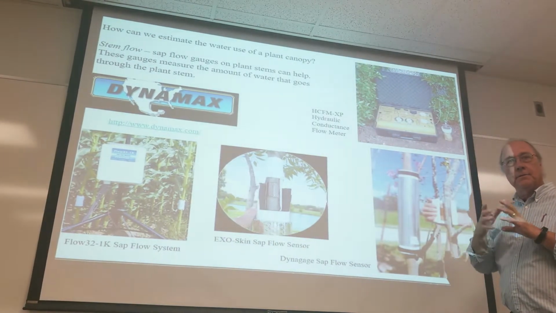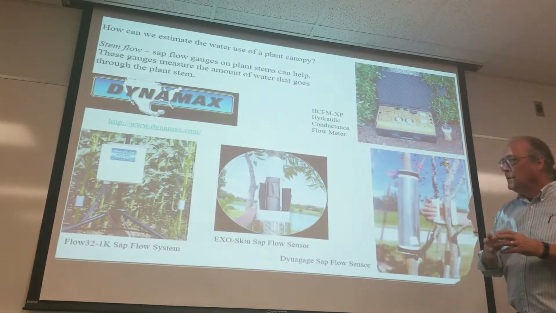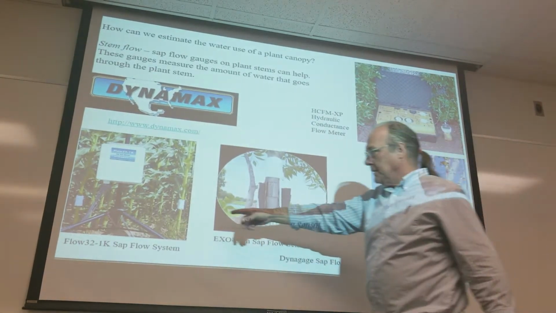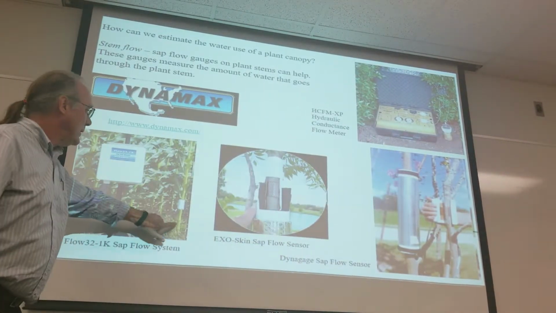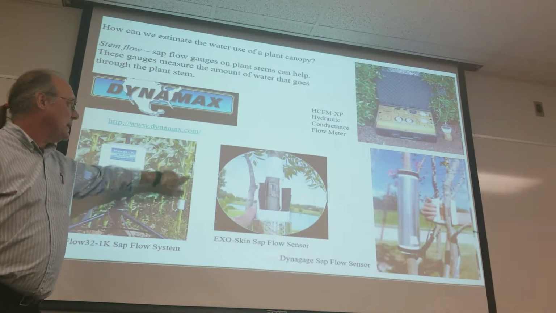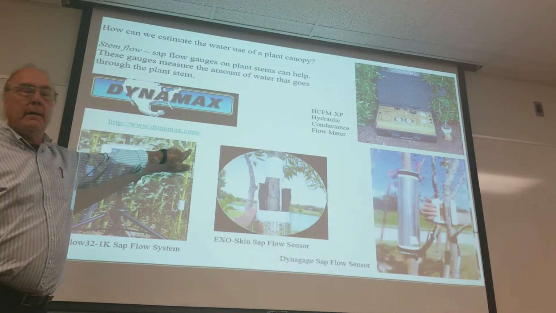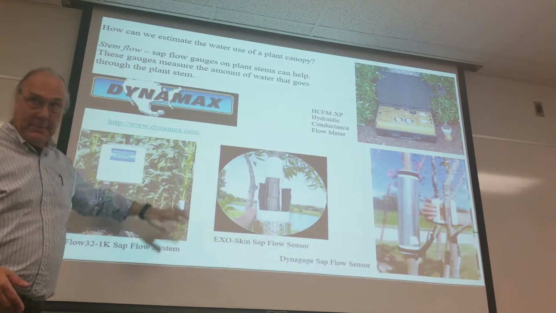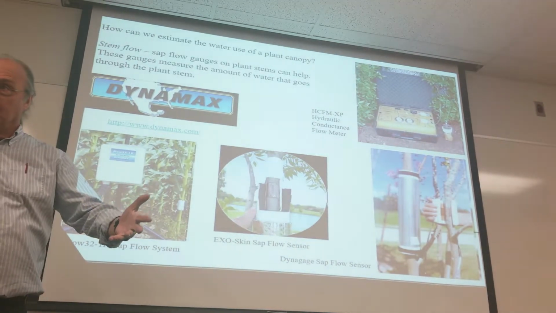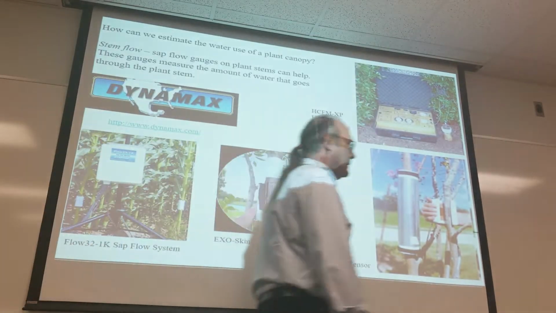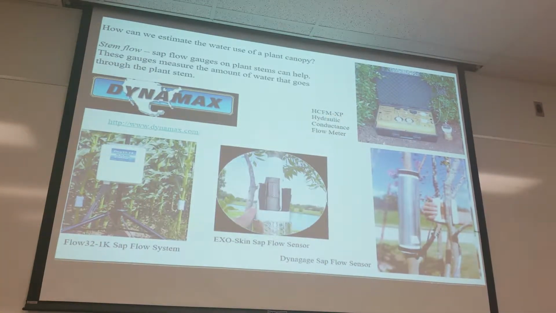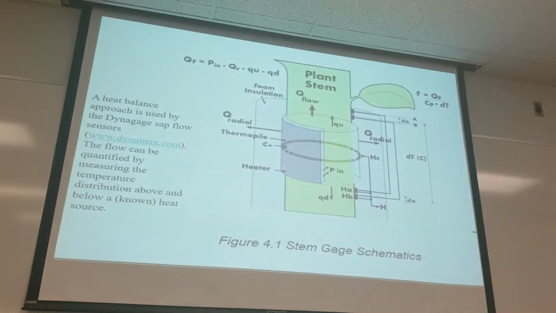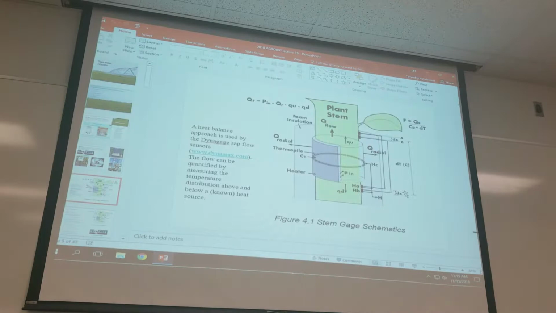And if you are judicious in where you place these, you can calculate, like for this corn canopy, the water use of a single plant, and then from those measurements, extrapolate to the whole canopy. All right, there are some advantages and disadvantages for this too. Let me go back one. Sorry.